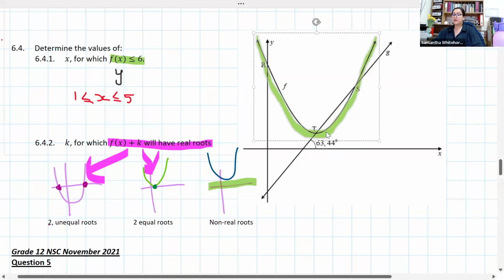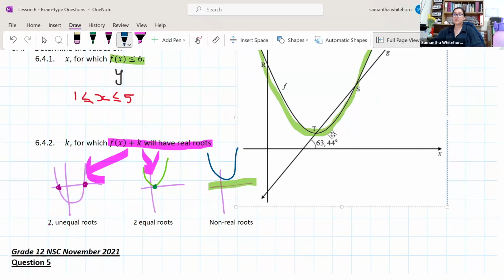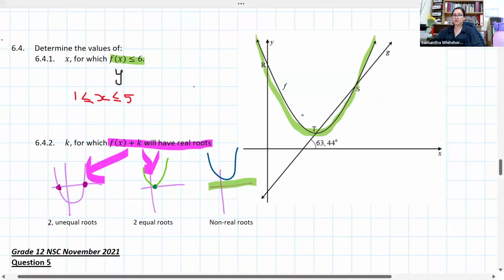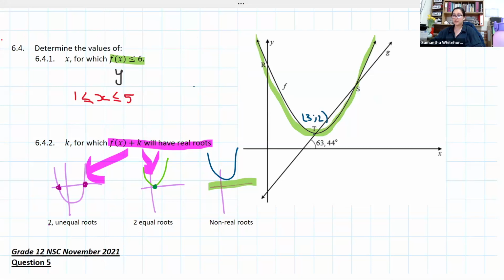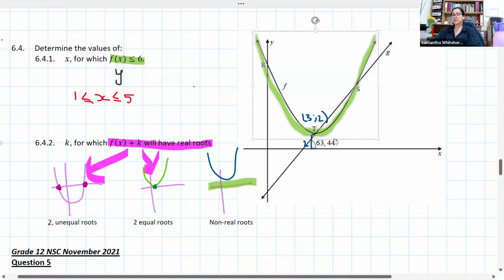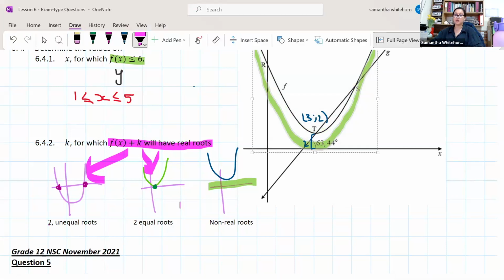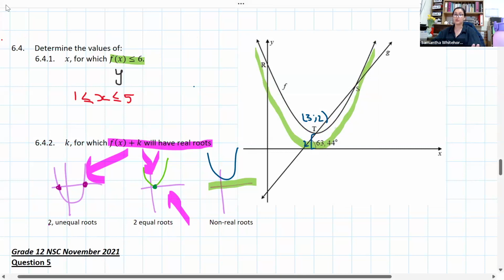However, if I move this graph down, now remember the turning point was at (3, 2). This coordinate here was at (3, 2), which means the distance to the x-axis is 2 units, because that's the y-coordinate. That means if I move this graph 2 units down, it's going to touch the x-axis. And so we have a situation like situation 2 over here. I'm happy with that. That's real roots.